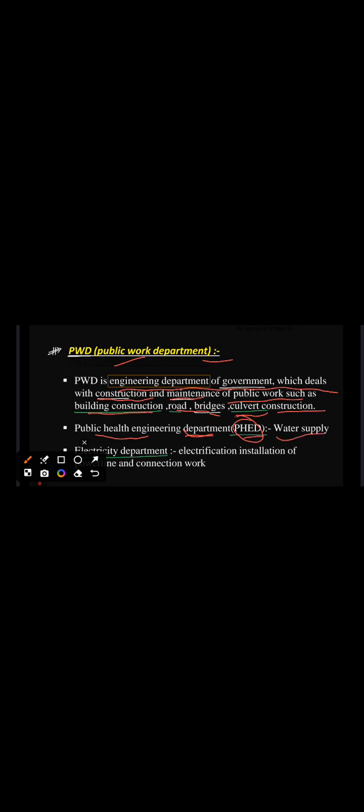Water supply, electrical department, electrification: installation of power lines and power line connection work.